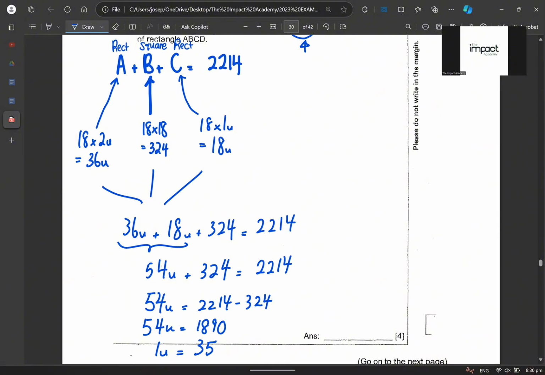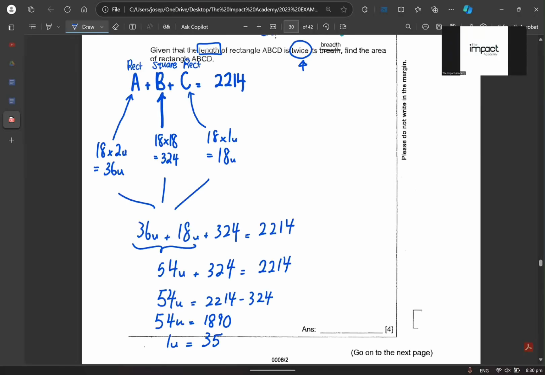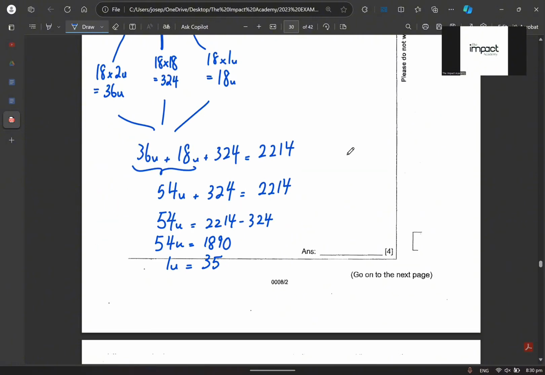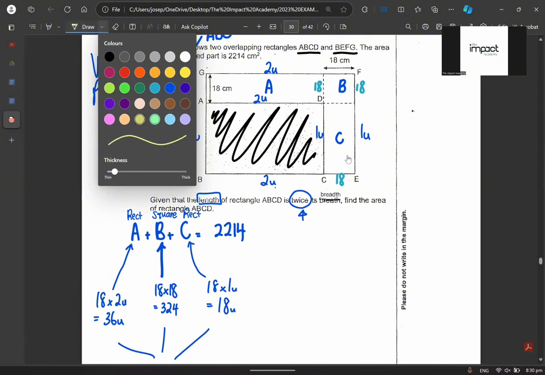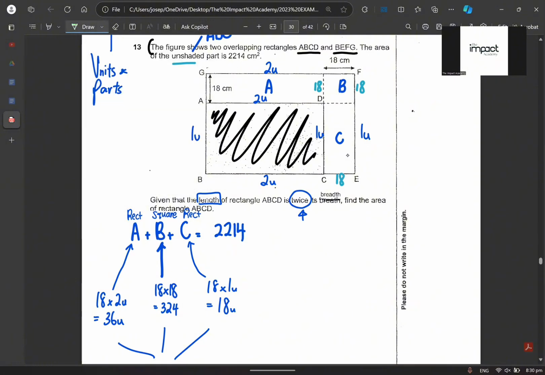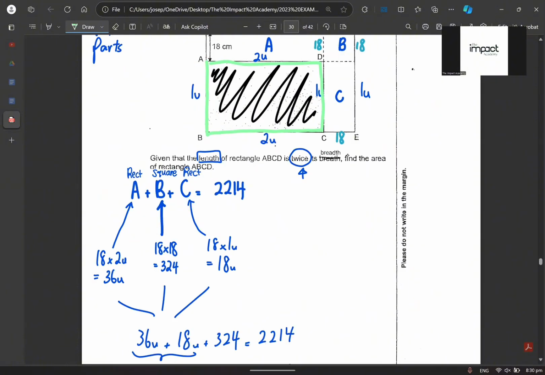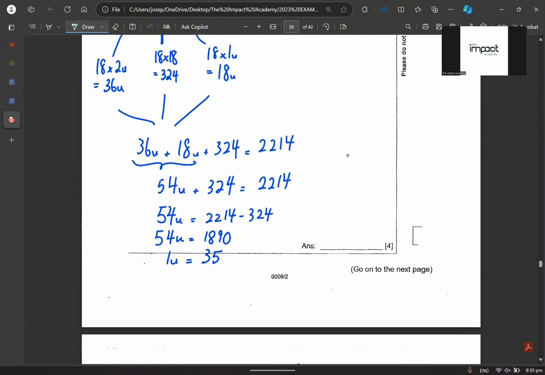Well, once you're done with this, you now want to find, what is it? You know 1 unit. Area of rectangle, which one? ABC. Which one is ABCD? May I just highlight for you to see? I'm not finding the perimeter. I just wanted to show you this one. So what am I supposed to do? Find 2 units first. Am I making sense or not making sense?